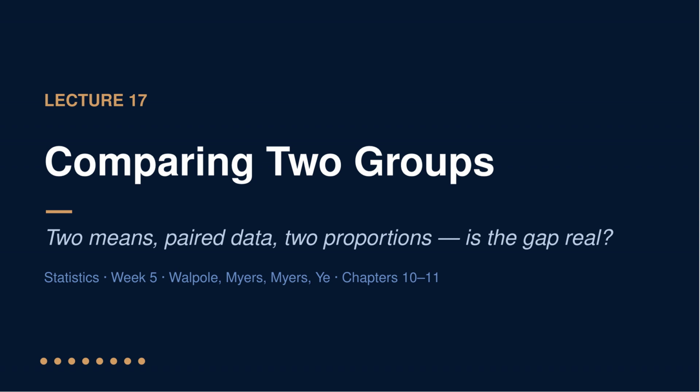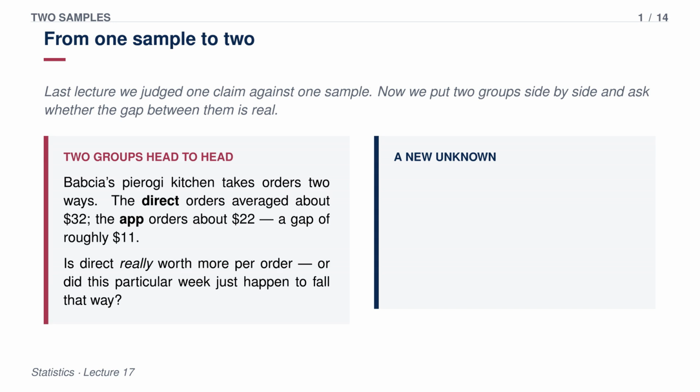Let's settle the $11. So on screen, two groups head-to-head. Direct orders around $32, app orders around $22. And notice the question is not, what's the gap in this week's data? We can see that, it's $11. The question is whether direct is really worth more per order, or whether this particular week just happened to fall that way. And that changes what the unknown is.